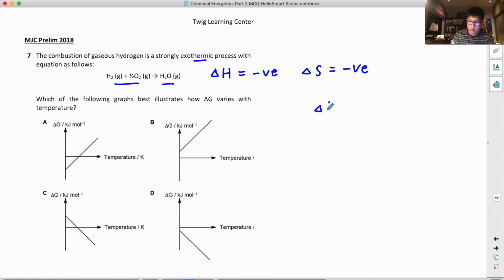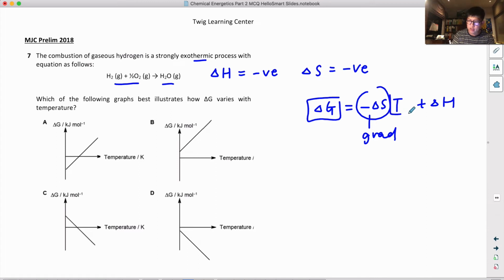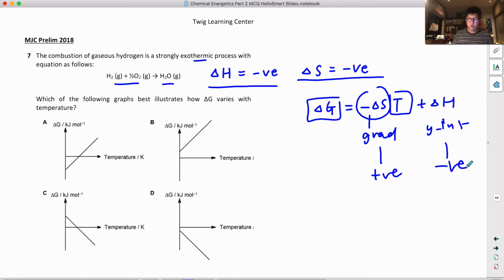Right, so like what I did just now, I'm going to write it in this manner. This is your gradient, since I'm plotting change in G versus T. Since change in S is negative, gradient must be positive. Y-intercept is change in H, which is also negative. Can you see? So it will just be a positive gradient cutting through the negative part of the y-axis. So the answer has to be A.